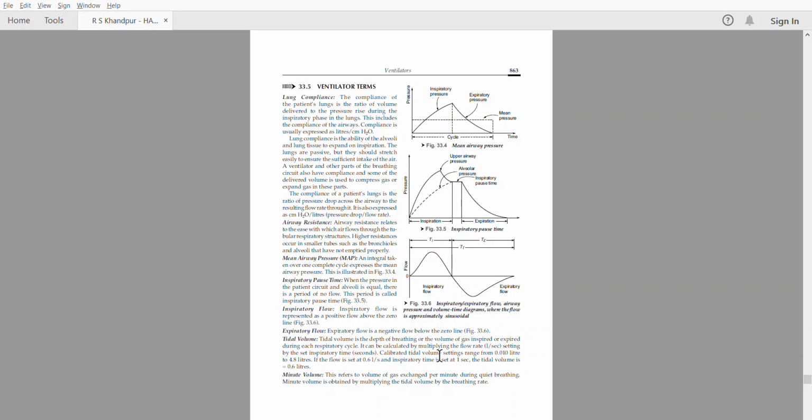Minute volume refers to the volume of gas exchanged per minute during quiet breathing. Minute volume is obtained by multiplying tidal volume by breathing rate. For example, take a tidal volume of 0.6 liters multiplied by a breathing rate of 15, and you get the minute volume, which is the volume per minute. These are some important parameters that you should understand to know the patient's condition.